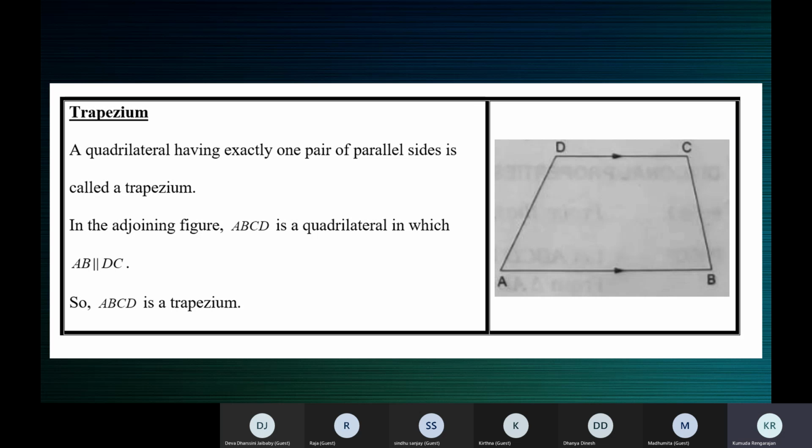So whenever you have to judge if a figure is a trapezium or a parallelogram, you just have to use a definition. It need not satisfy all the properties, just the definition. One pair parallel, trapezium. Both the pairs parallel, parallelogram. So the definition is very important.